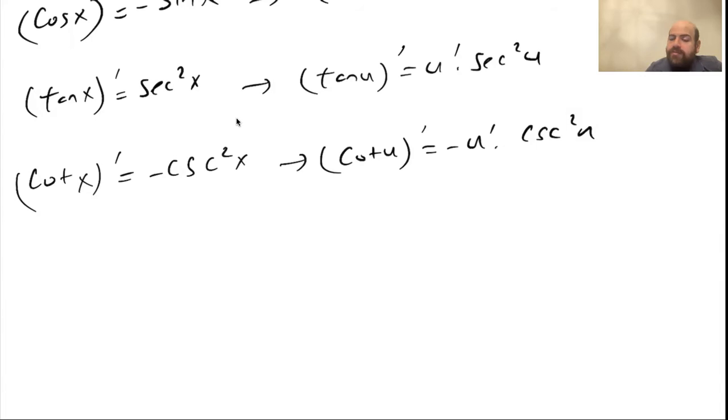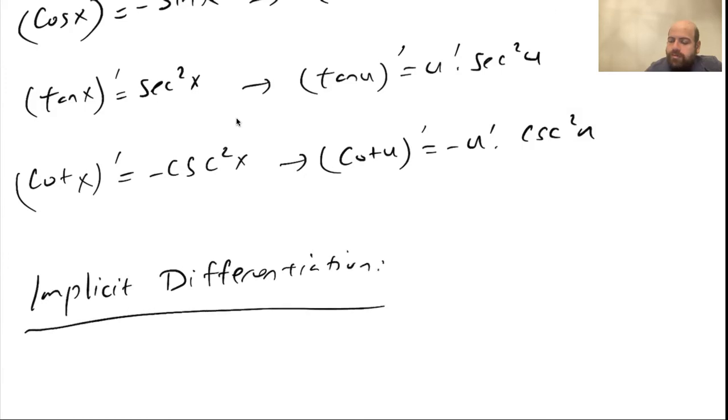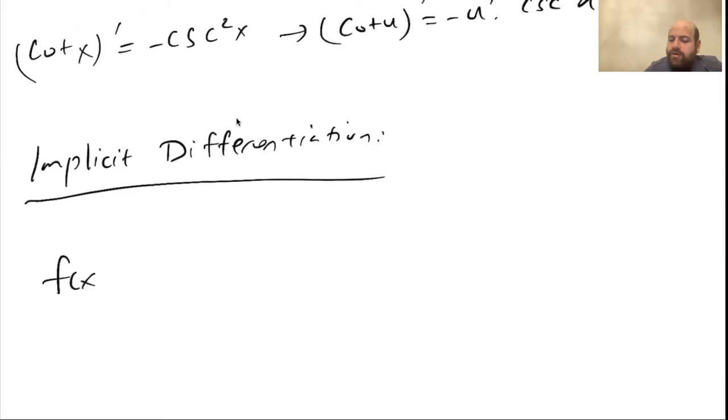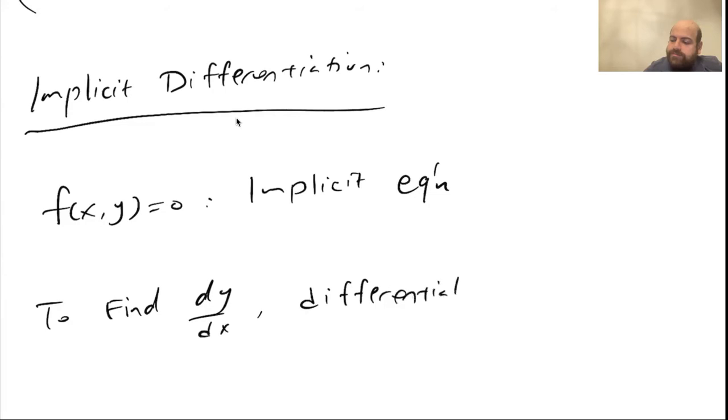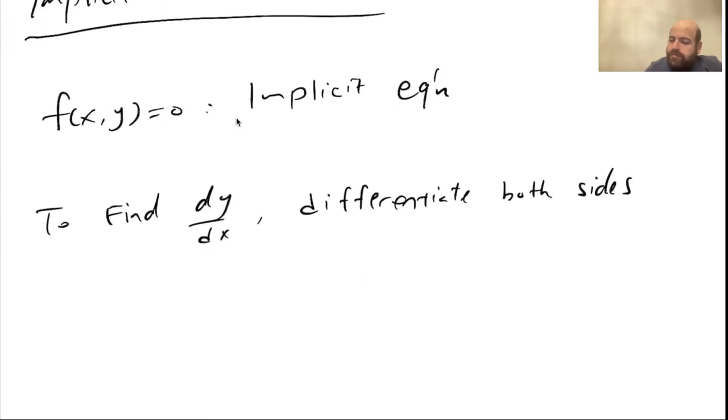Then we also saw implicit differentiation. We saw that if you have, let's say, f of x and y equals 0, this is called an implicit equation. Then we can differentiate both sides to find basically dy over dx, differentiate both sides using derivative rules.